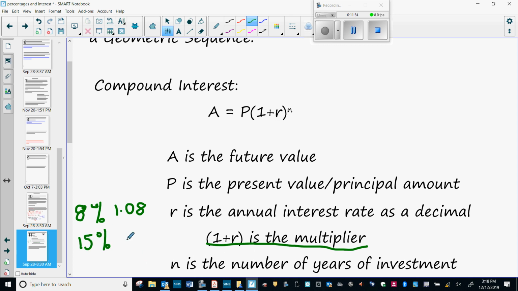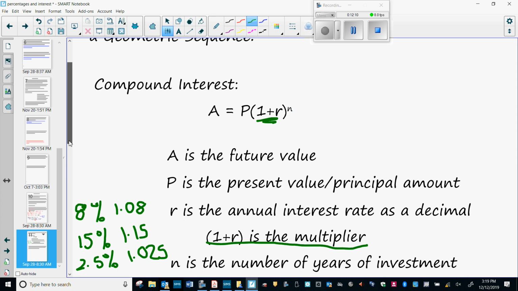If it was 15%, what would my decimal multiplier be? 1.15. Good, 1.15. If it was 2.5%, be careful here. 1.25? Nope. 1.025. Good, 1.025. Okay? So, our value here, this 1 plus R, is always going to be our decimal multiplier. And then N is the number of years that's invested.